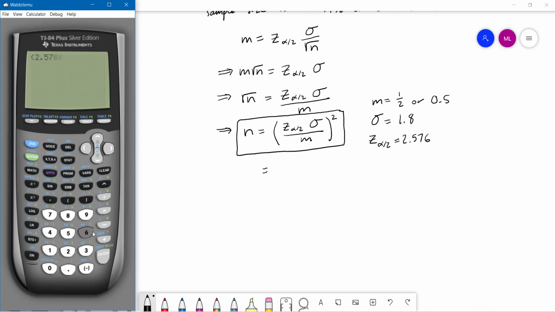2.576. I'm multiplying that by sigma, which was 1.8. I'm dividing that by m, which was 1/2, so 0.5. Close my parentheses, so I have z sub alpha over 2 times sigma divided by m. The last thing I need to do is square the whole thing. The square button is right here, or you can do the up caret number 2.